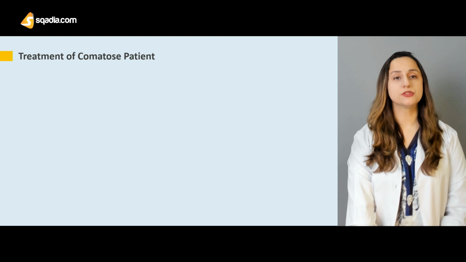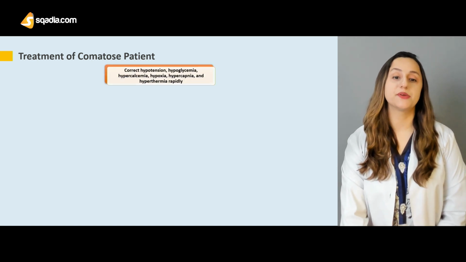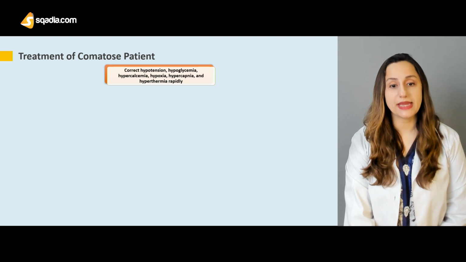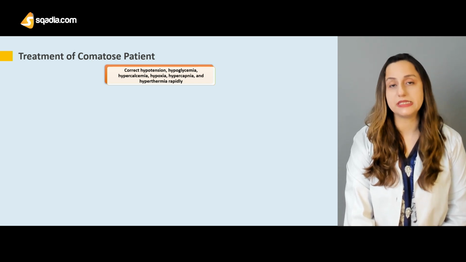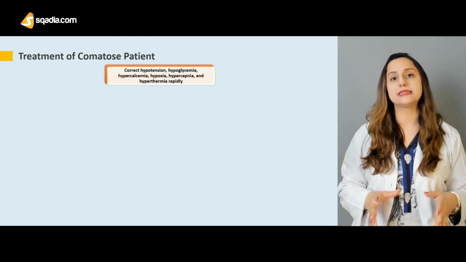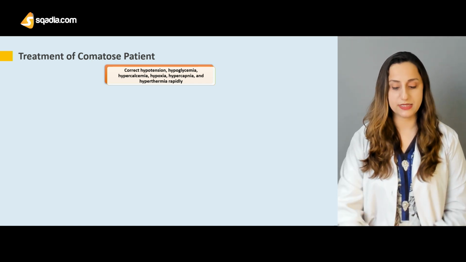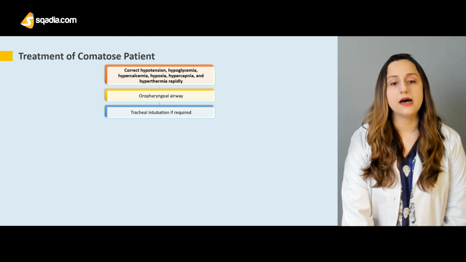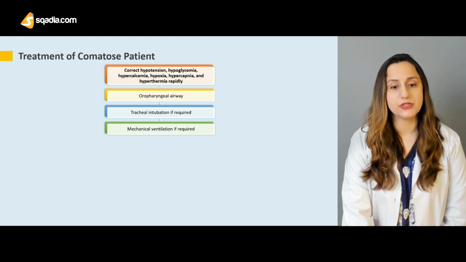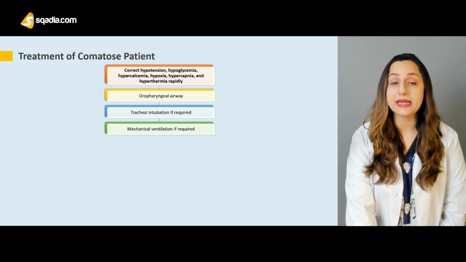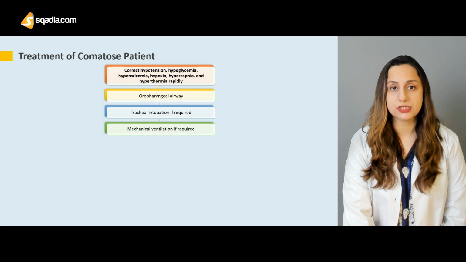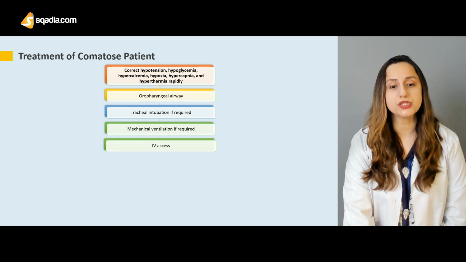So the treatment of the comatose patient would start off by correcting the hypotension. We would be correcting the hypoglycemia, hypercalcemia, hypoxia, hypercapnia, and hypothermia rapidly for the individual. So this would be the emergency guideline as you would go on with the protocol. Oropharyngeal airway is maintained. Tracheal intubation is done if required for the individual, and we would move on with the mechanical ventilation. So we would basically evaluate if the patient needs mechanical ventilation or not.